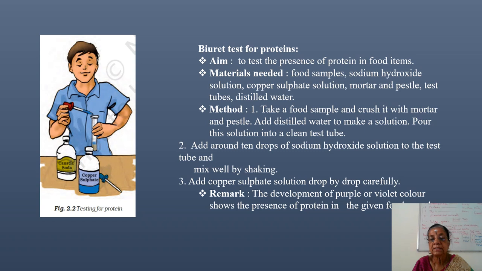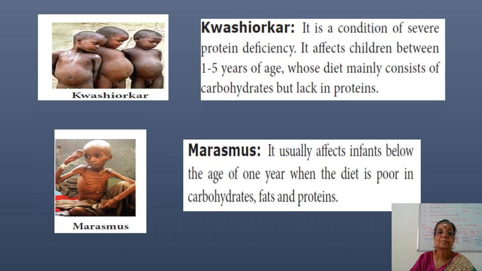So we have done the test for protein. Another one, test for carbohydrate. The next one, due to the deficiency of protein, especially the children are affected by two conditions. One is kwashiorkor, another one is marasmus.